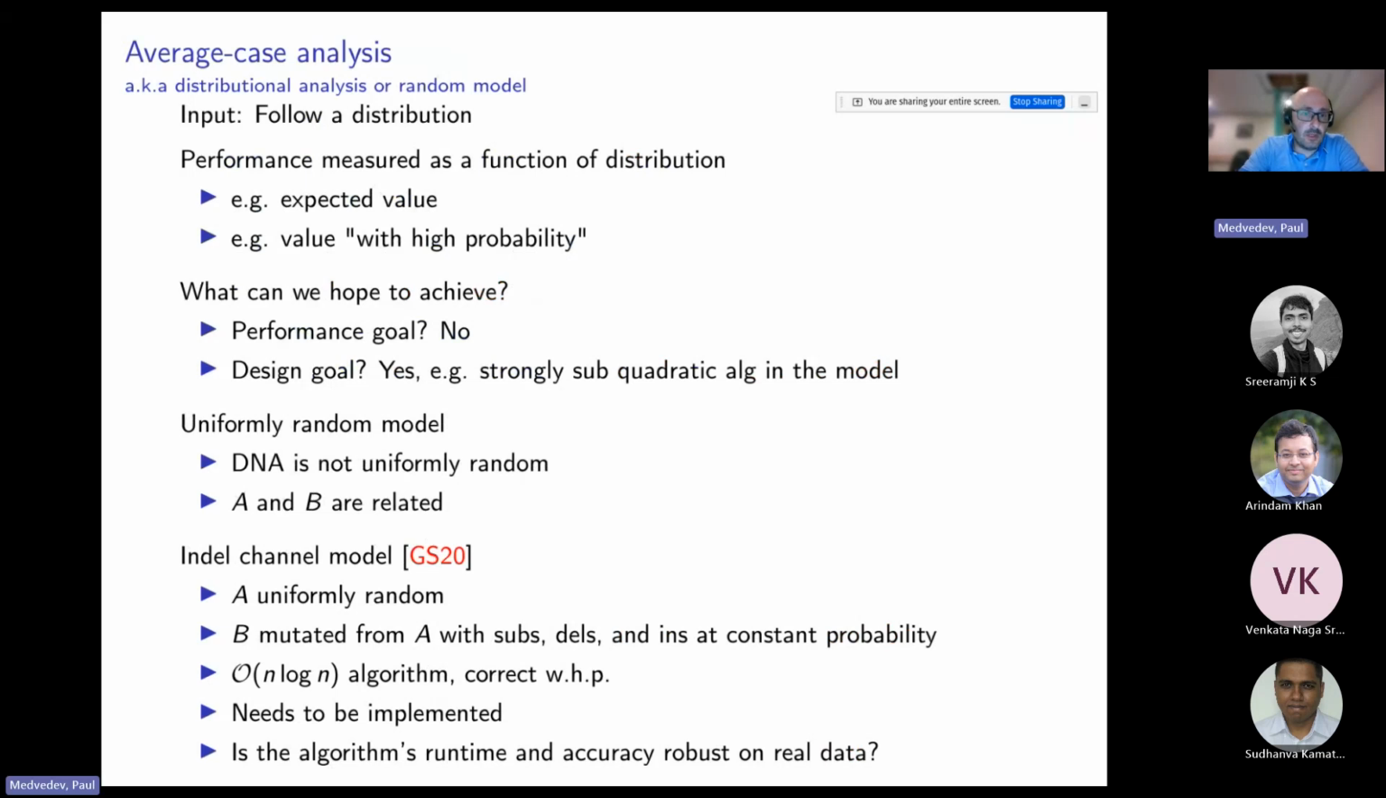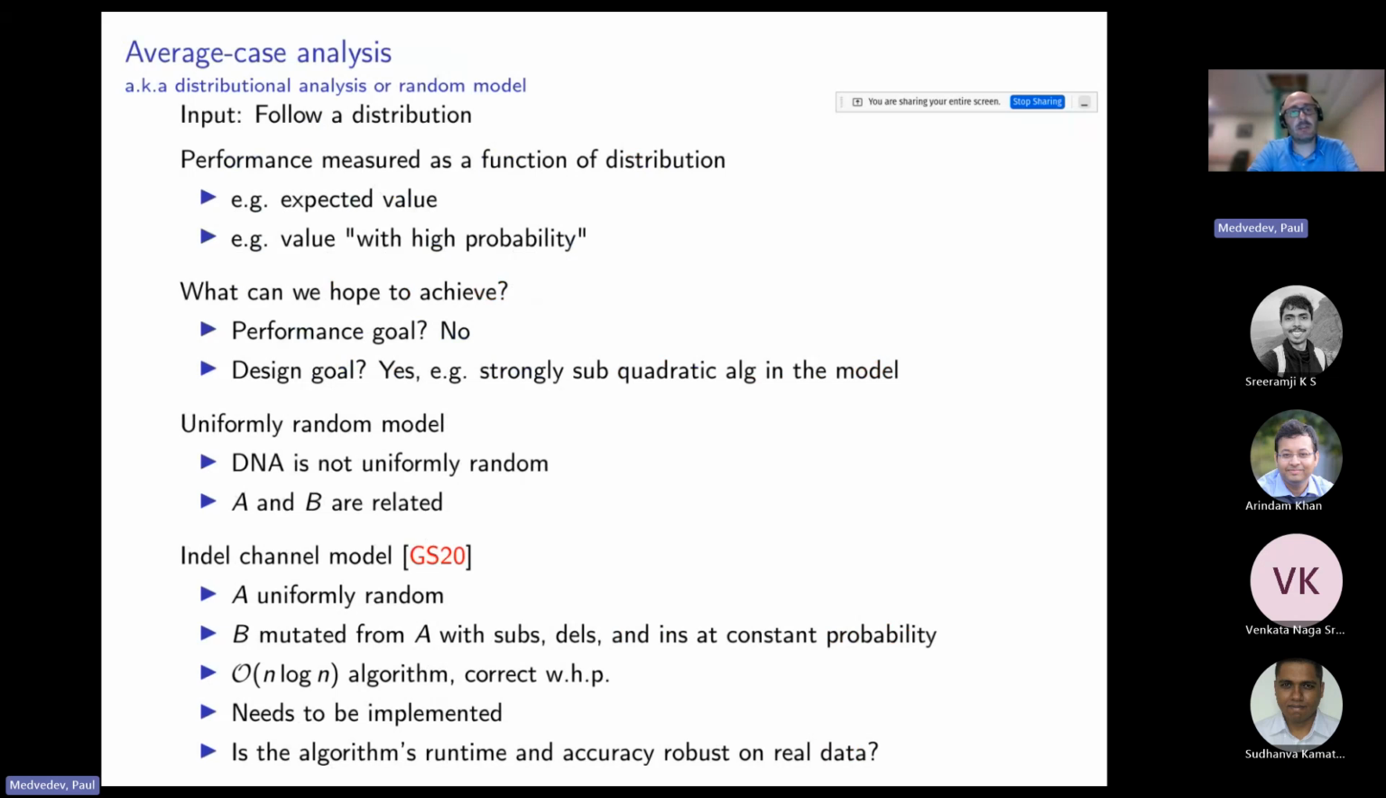So in terms of performance, we don't have much hope here, but yes, it can lead to the design of new algorithms, right? So we can try to get a strongly subquadratic algorithm in this model. So then the question is, what is the right model? Now, the first thing that comes to mind is not going to work.